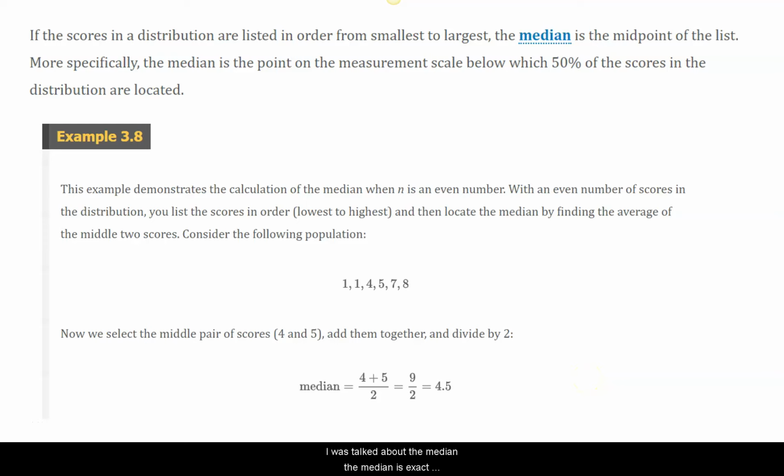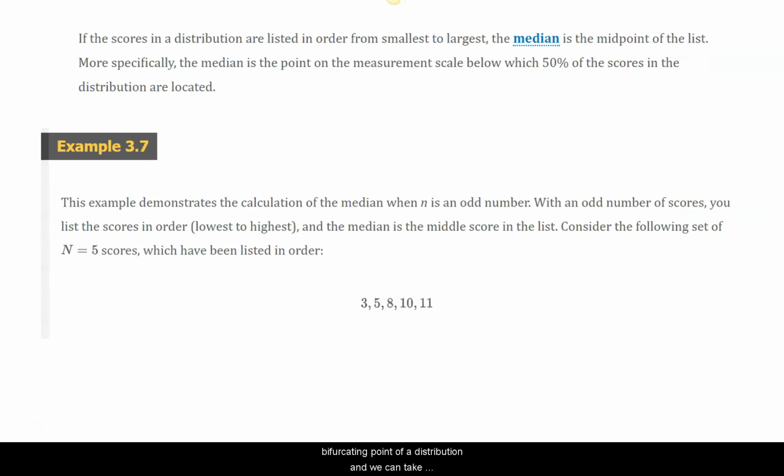Hey, let's talk about the median. The median is the exact bifurcating point of a distribution. And we can take a very simple array of numbers that's listed in order and easily discern what the median is. If I look at this array of 5 scores down below, 3, 5, 8, 10, 11, in that case, the median is clearly 8. It's the place where the distribution is divided exactly in half.